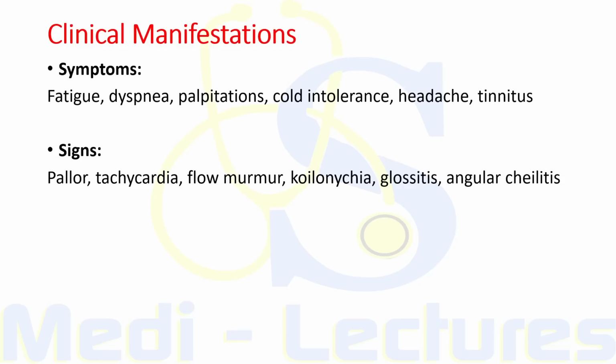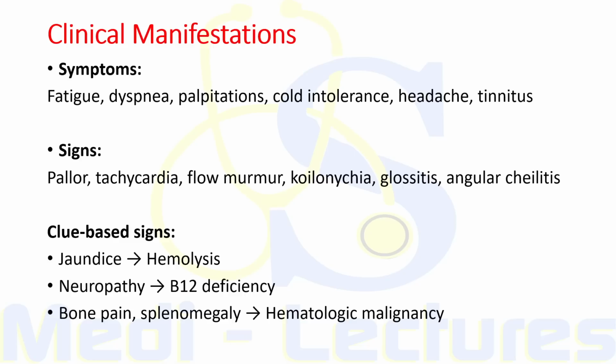Now there are some clues which can identify the cause of anemia. For example, if jaundice is present, it can be suggestive of hemolysis. If there is associated neuropathy, vitamin B12 deficiency can be the cause. If the patient is complaining of bone pain and also has splenomegaly, we have to rule out hematological malignancy.